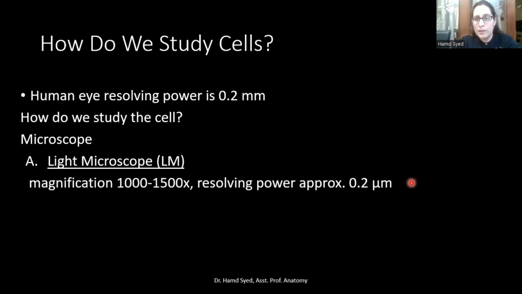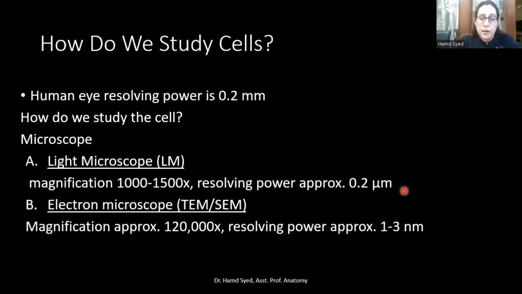So we can look at cells through a light microscope. Then if we want to look at the ultrastructure, that is the structures which are present within a cell in much higher detail, better detail, then we use the electron microscope, which instead of light uses an electron beam. And here the magnification has increased to about hundreds of thousands of times, whereas the resolving power has now become about 1 to 3 nanometers.